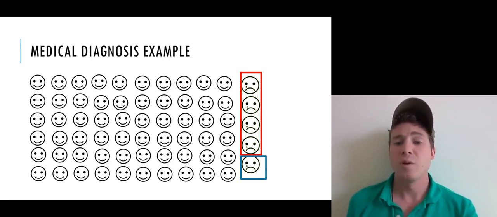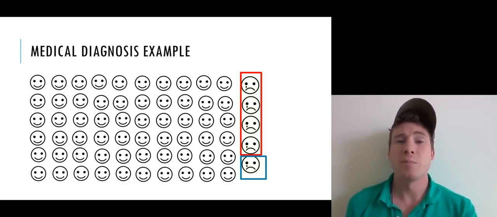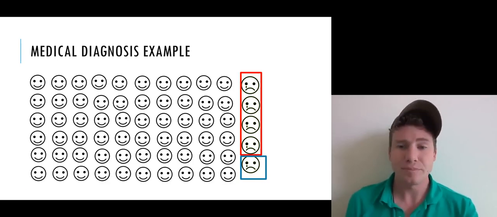So if we were to test the 5 people who had the disease X, in most cases we would get a positive test result. So this red box represents getting a positive test result. So 4 out of 5 times we're going to get a positive test result when administering the test to people who have the disease, right? We only get a false negative in 1 out of 5.